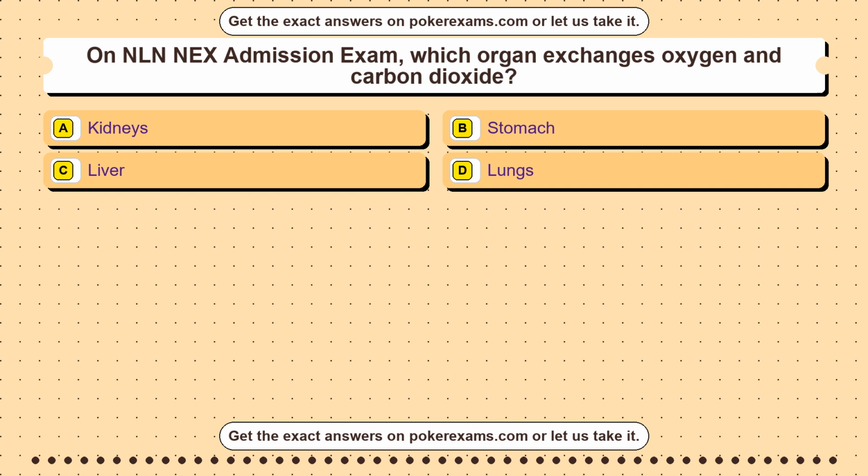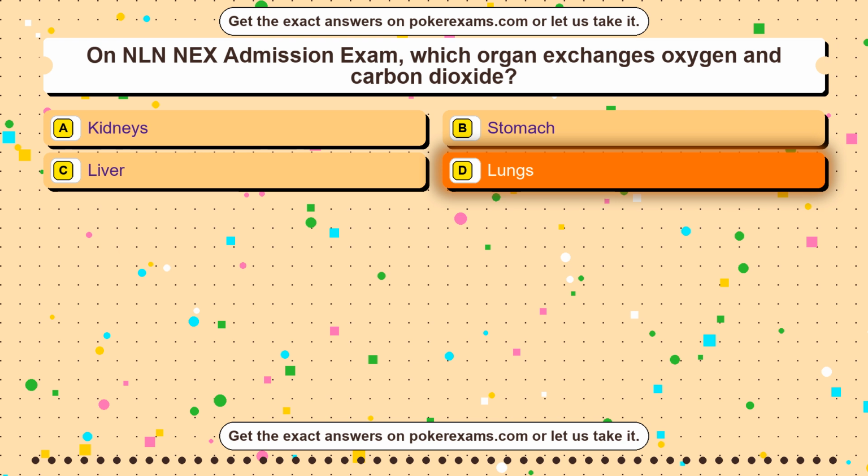Question 14. On NLN NEX Admission Exam, which organ exchanges oxygen and carbon dioxide? Option A kidneys. Option B stomach. Option C liver. Option D lungs. The correct answer is option D.